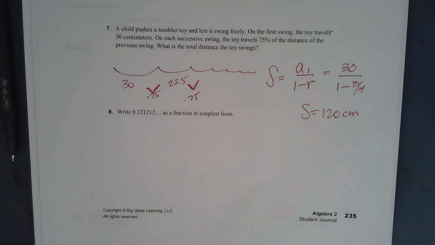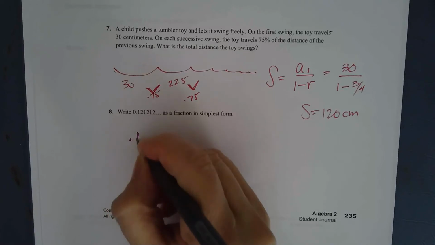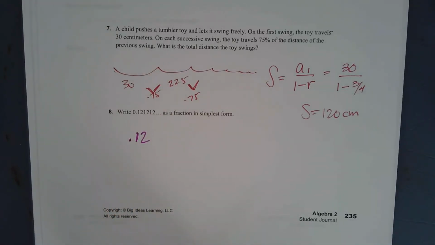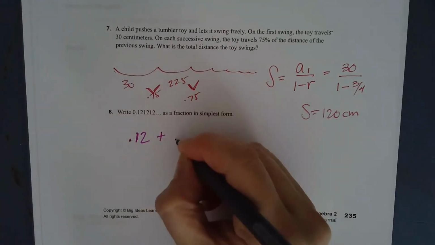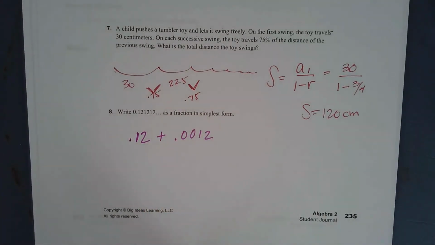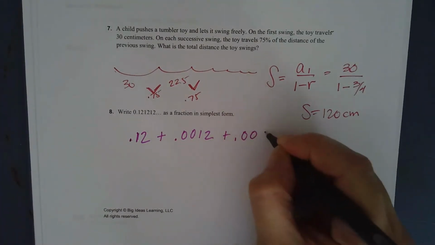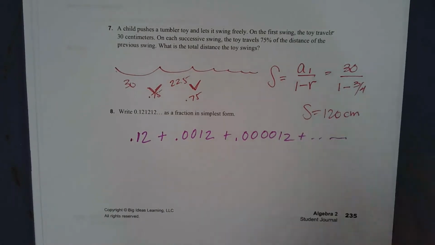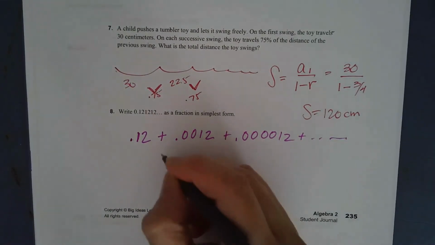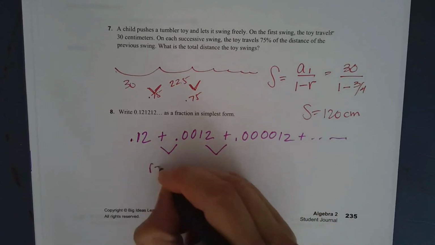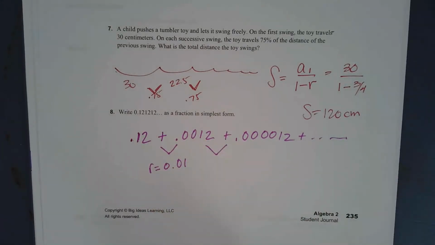I'm going to also do number 8 with us. Number 8 talks about writing a repeating decimal as a fraction in simplest form. What I'd like you to think about with this repeating decimal is what's repeating: the 12, right? 12 keeps repeating over and over again. So if I wrote this as a series, I would write it as 0.12 plus 0.0012 plus 0.000012 and so forth and so on. So what I recognize here is that my r value is 0.01, because that's what I'm multiplying by each time.